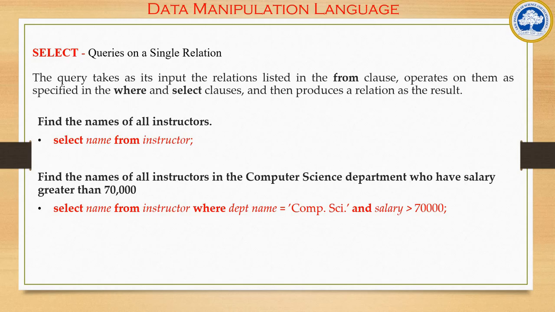For example, this first query is for finding the names of all the instructors. Which one are we selecting? Select name. We want the name, the column name is name, from the instructor table. So that is the thing.